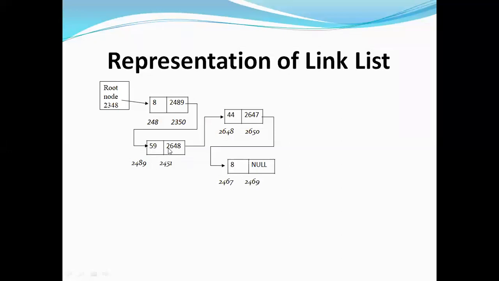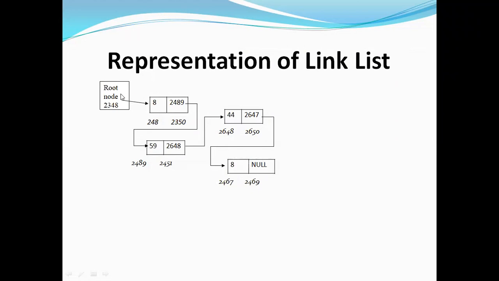Again, the address linked to 59 is 2648. So the element that is located at location 2648 is 44. Then we access 44, that is the data. Again, the link means we find the address 2647. We go to the address 2647. Again, we find the number 8 there. And next, there is no element over there. This becomes null. It means the linked list has ended over here.